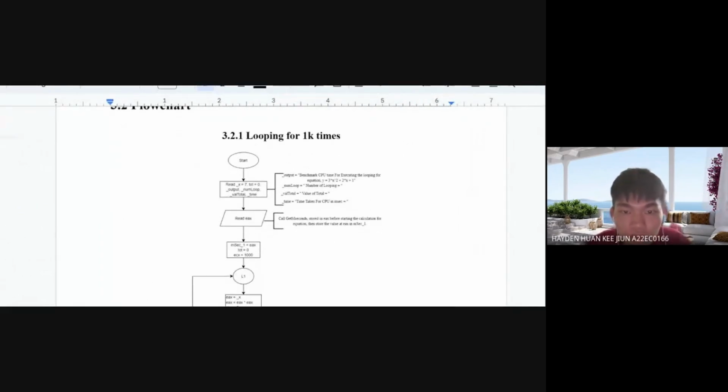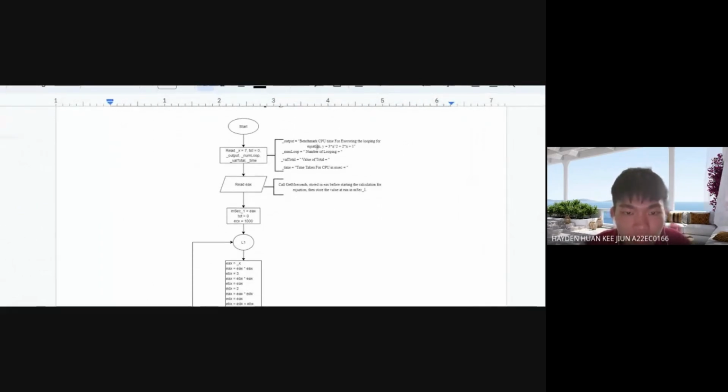This is the first one, which is looping 1000 times. First of all, I read the variables x equal to 7 and total equal to 0, and I also initialize four other variables, which are output, num loop, val total, and time. This is what they represent.